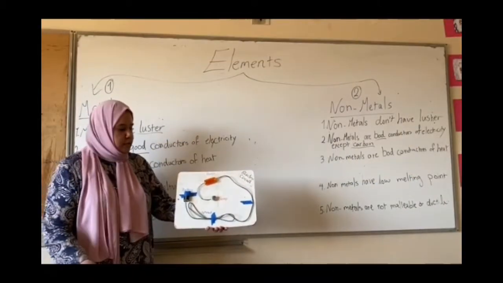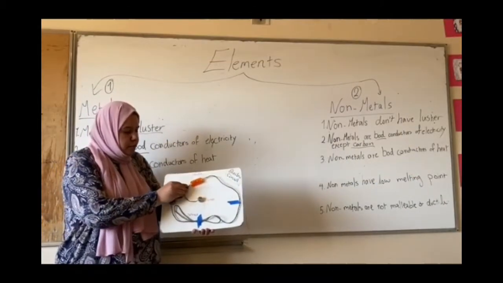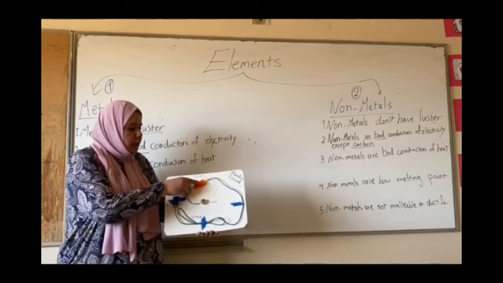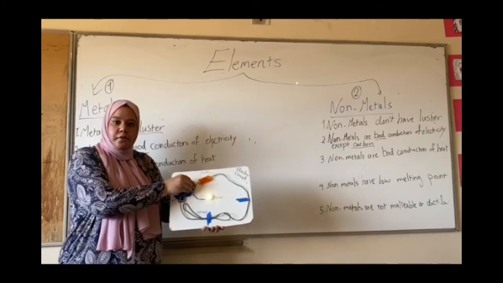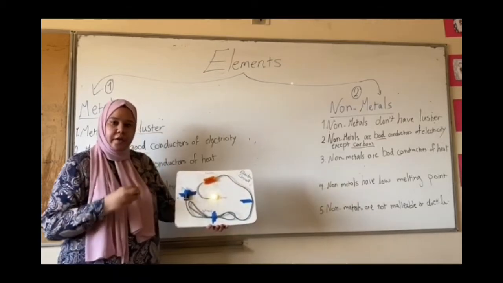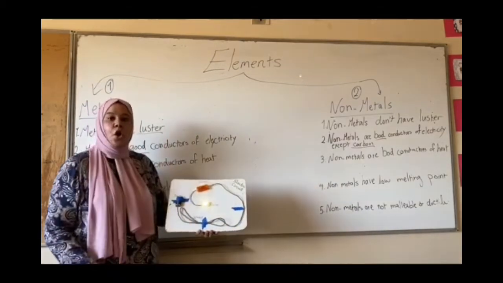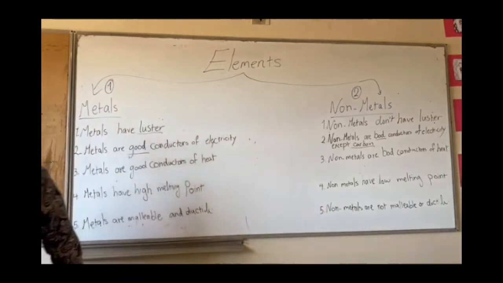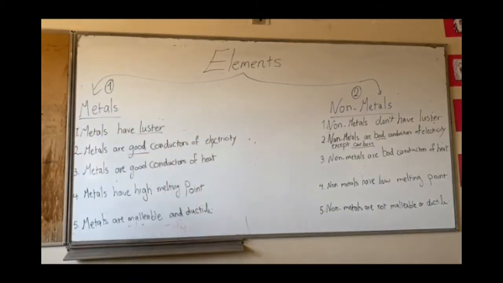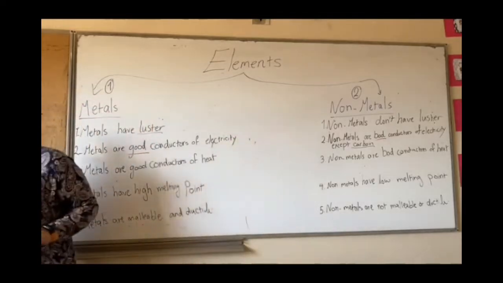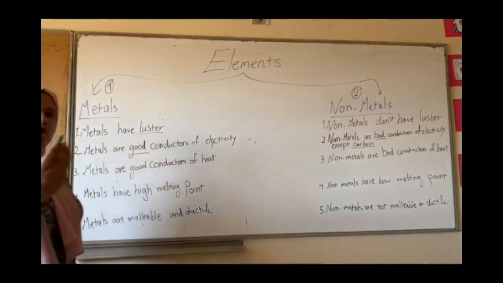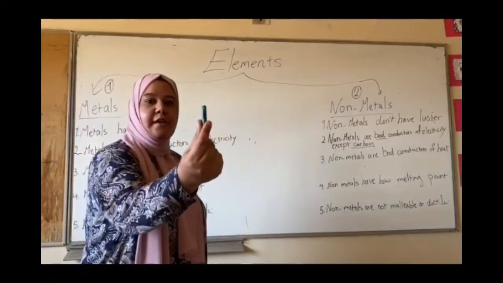If I connect a piece of carbon to this electric circuit, the lamp will light up, although the coal or the carbon is a non-metal. Why? Because carbon is the only non-metal that is a good conductor of electricity. So we use it in making batteries.